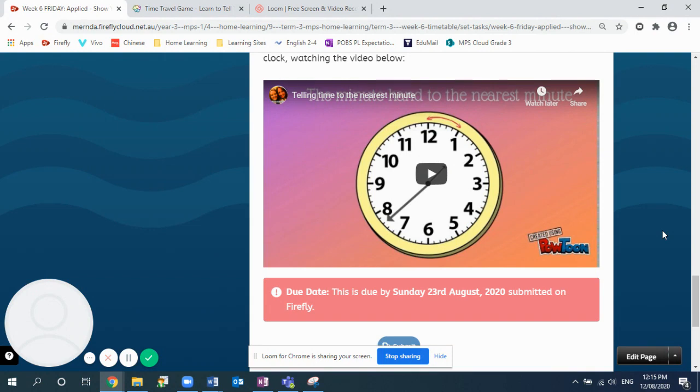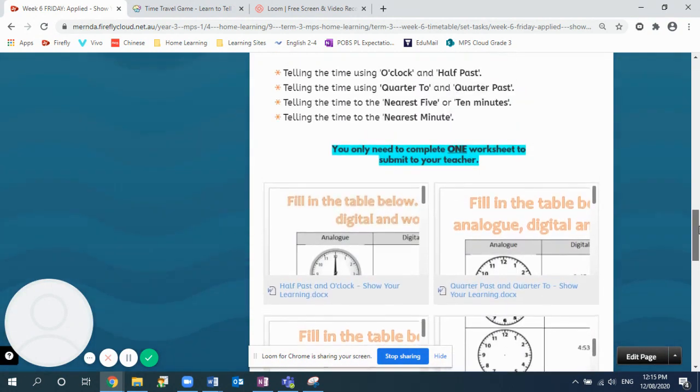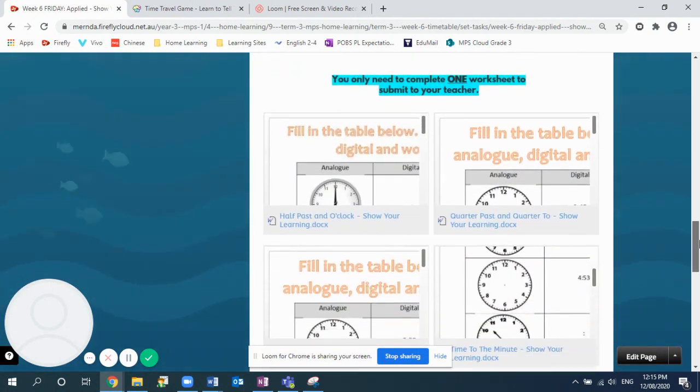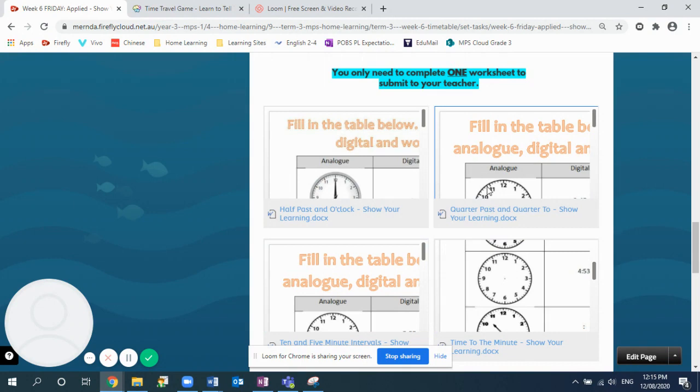This activity is due by Sunday, the 23rd of August, and your teachers are really, really looking forward to seeing your work today. We are really looking forward to seeing what you've learned and to seeing what you know. We are also looking forward to seeing that you are picking an activity, so one of these, which is going to help your learning. So have a fantastic day and we can't wait to see your work.